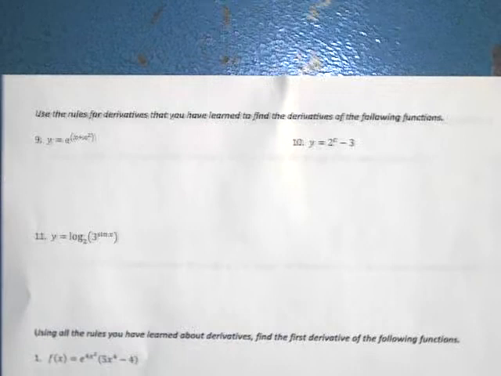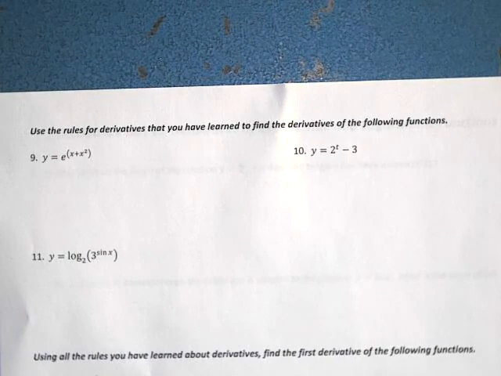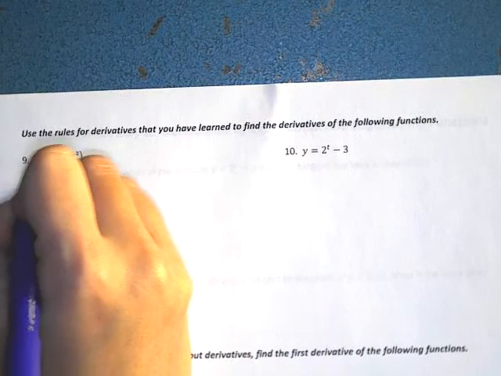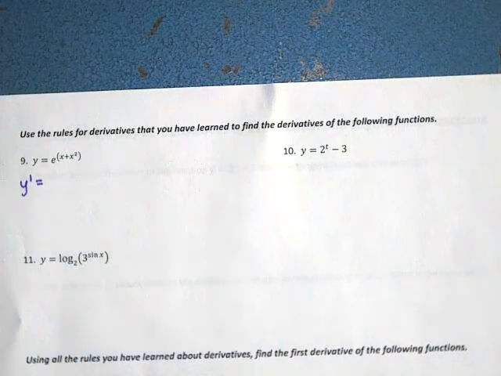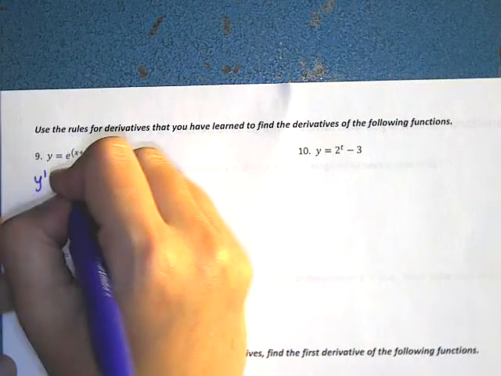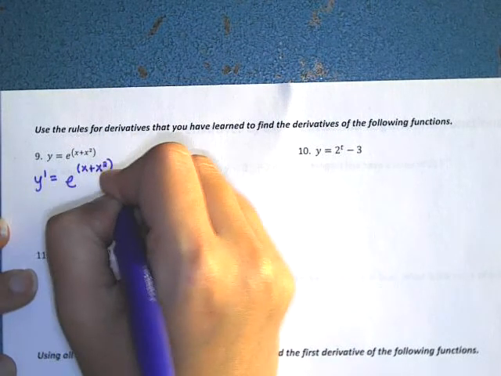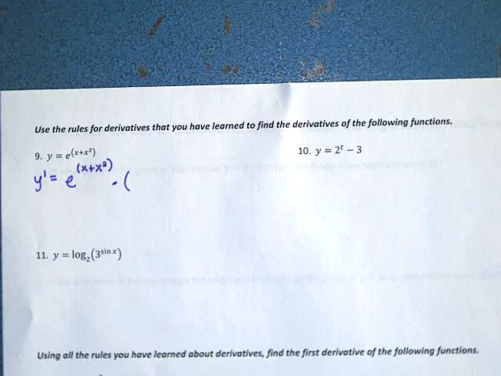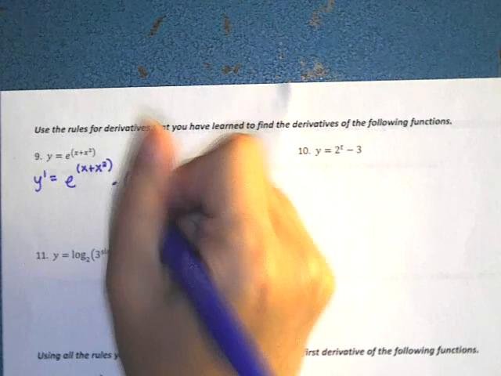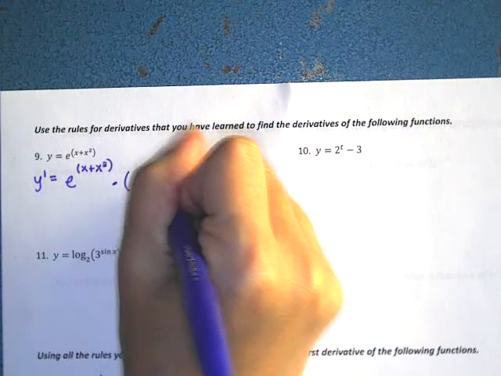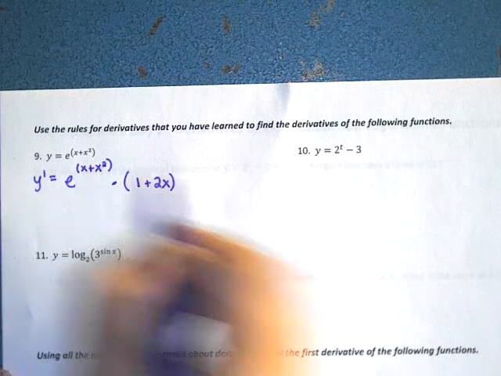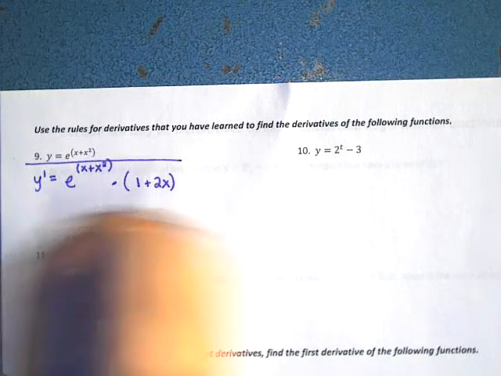Now, a couple more, a little bit more challenging examples. So for number 9, we're taking the derivative of something with an e in it. So, y prime would be, the derivative of e would just be e to the same stuff that you started with. But then you need to multiply by the derivative of the stuff. So I would have 1 plus 2x. And since I can't really simplify this, I'm done.